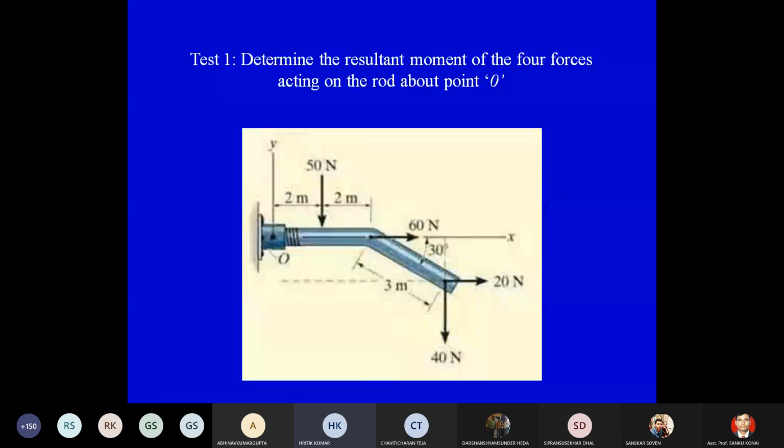We have to take the component of this 3 meter, that is 3 sine 30, and now we have to multiply with 20 Newton. And the moment will be 20 multiplied by 3 sine 30. Whether it is positive or negative? It is positive. Sir, anti-clockwise.